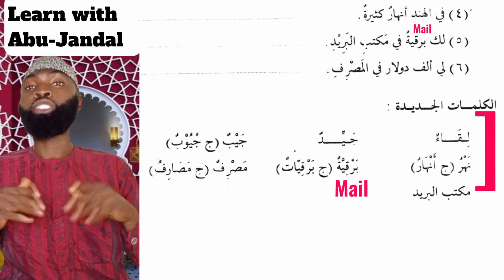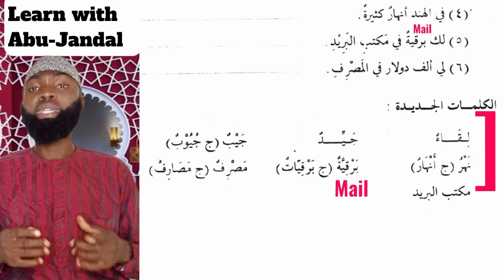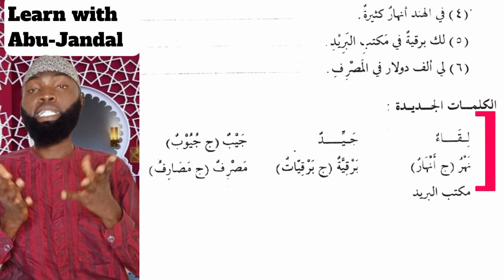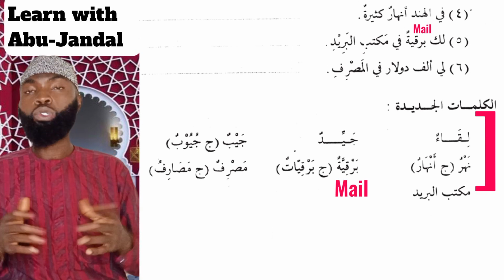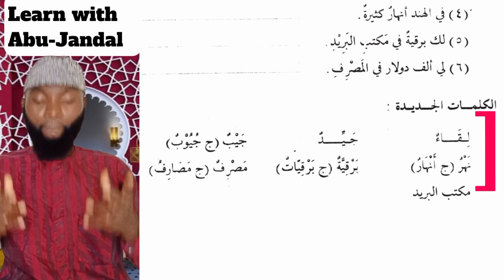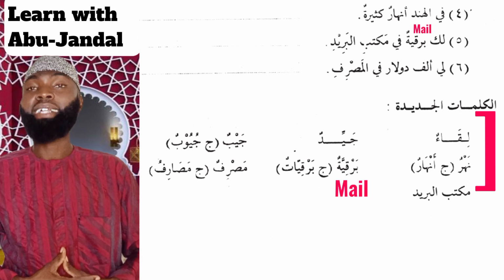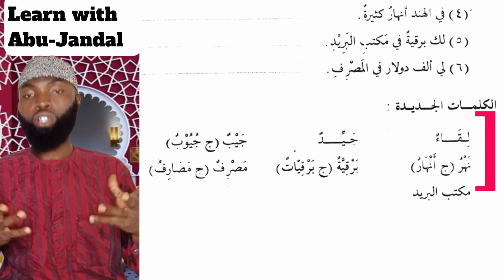And the next is jaybun. Jaybun means pocket. Juyubun means pockets. Nahrun means river. Anharun is the plural form of nahrun, which means rivers. Then barqiyatun, ticket. Then masrifun, bank, masarifu, banks. Then we have maktabul barid, that is the mail or the post office.